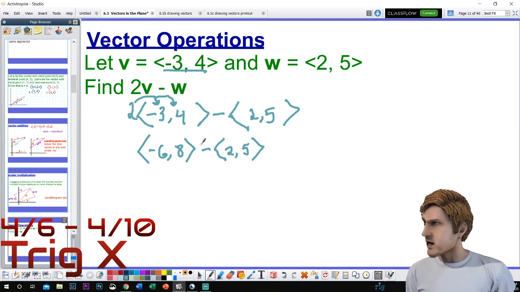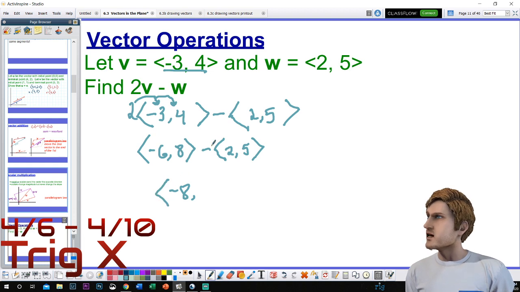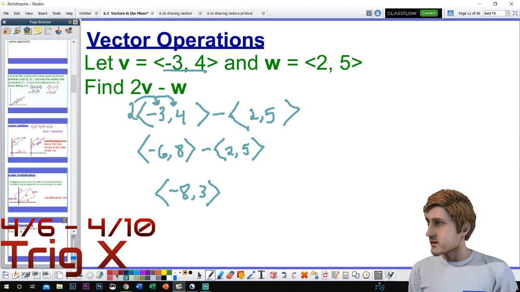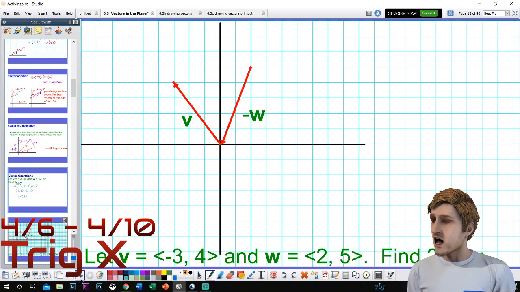So now I'm going to go ahead and subtract my x values. So -6 minus 2 gives me -8. And 8 minus 5 gives me 3. So 2v minus w is -8, comma 3. That's it. Now let's do the same thing, but let's do it graphically.